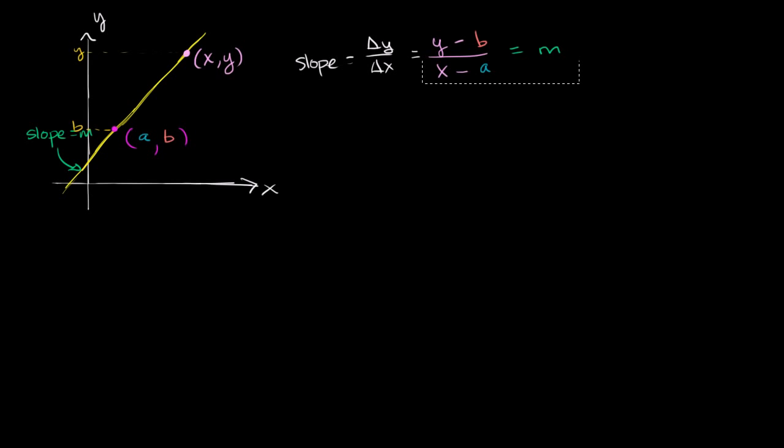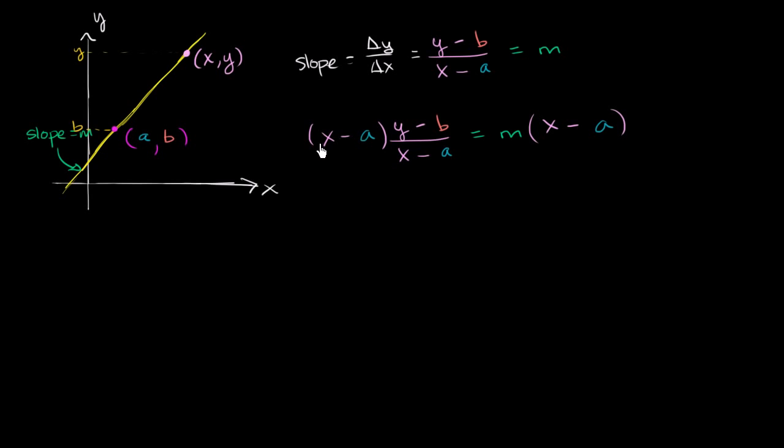So let me paste that. To simplify this expression a little bit, or at least to get rid of the x minus a in the denominator, let's multiply both sides by x minus a. So if we multiply both sides by x minus a, x minus a on the left-hand side, and x minus a on the right, we put some parentheses around it.